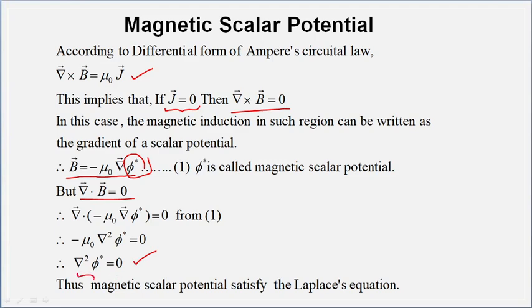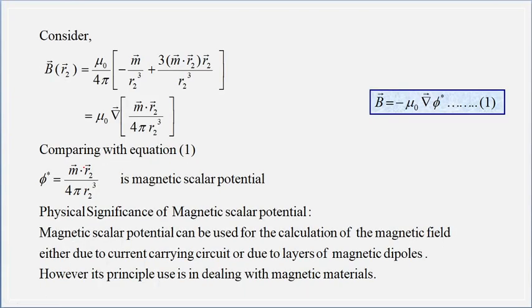So by solving this Laplace's equation, we can find out phi star, the magnetic scalar potential. If you know the magnetic scalar potential, you will be able to find out the magnetic field. And that's what we are going to do.